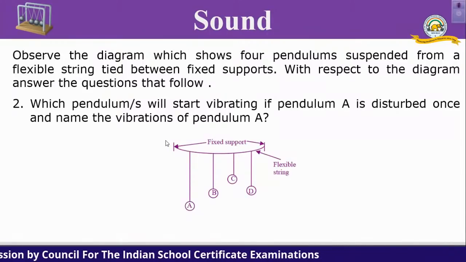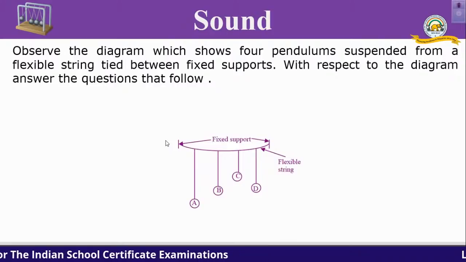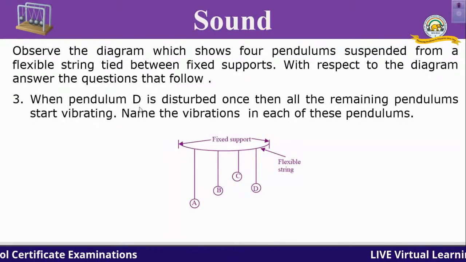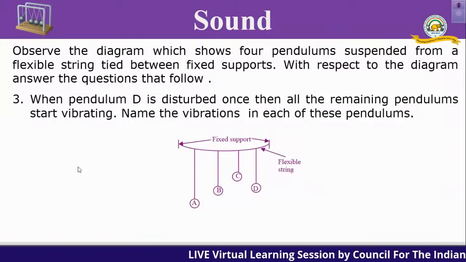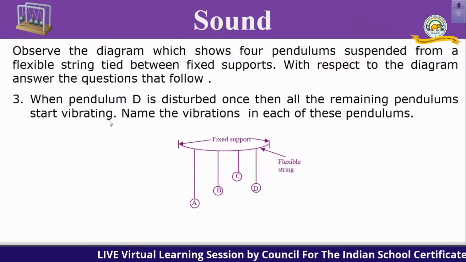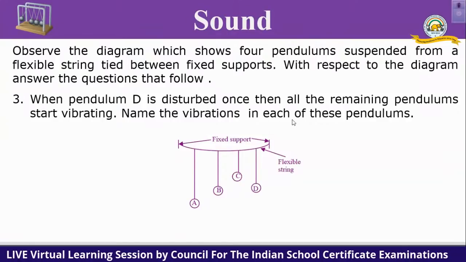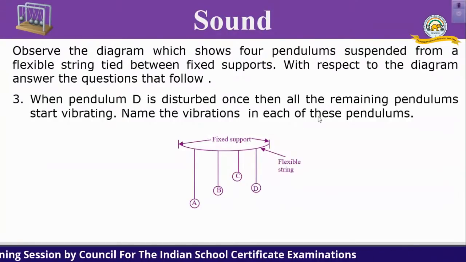Going to the third question. When pendulum D is disturbed once, then all the remaining pendulums start vibrating. Name the vibrations in each of these pendulums.